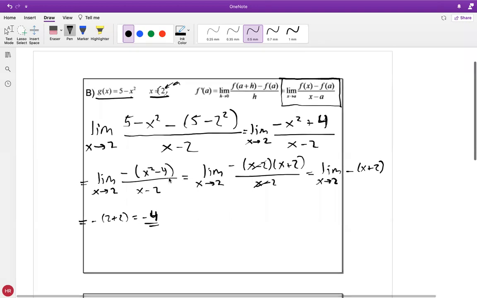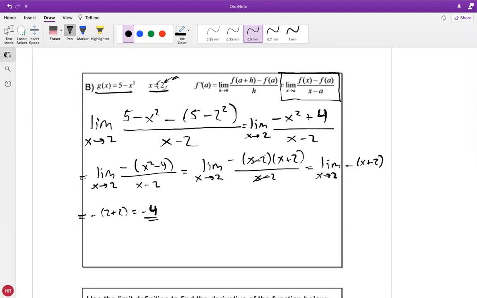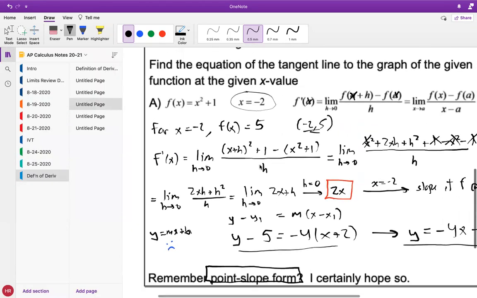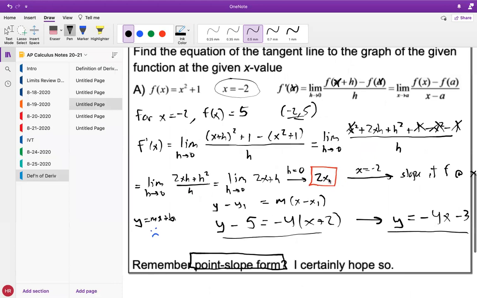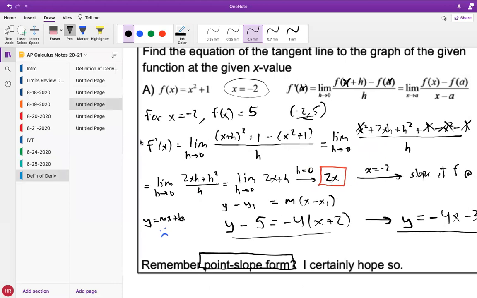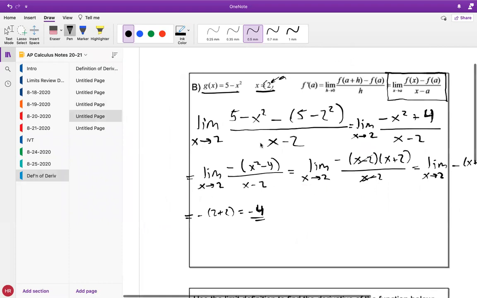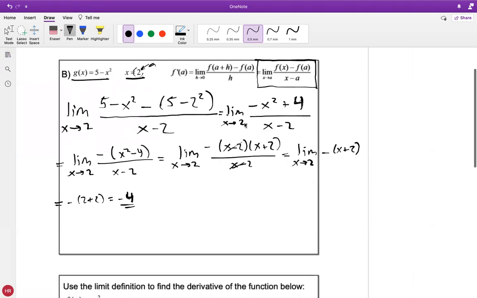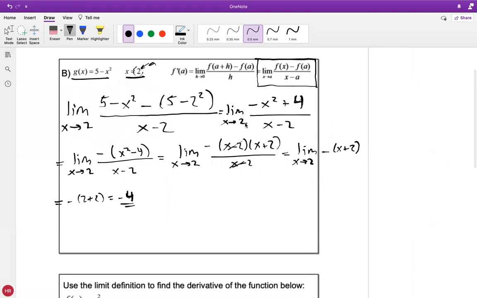Let me just draw the distinction, specifically draw attention to it. When I do it with this limit at a point trick, I get a number, -4. If I had done it this way, I would have gotten -2x and then plugged in the 2 and gotten -4. So to some extent, it's a little more work, but you can do it either way. And remembering both ways is really important. So here's my slope.